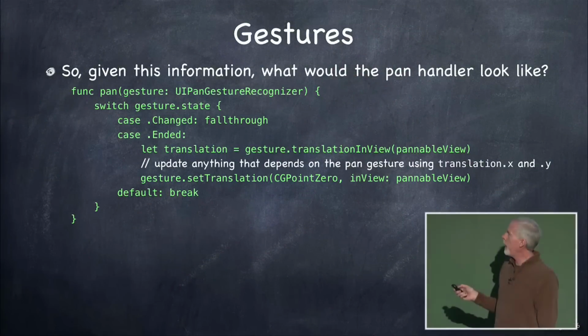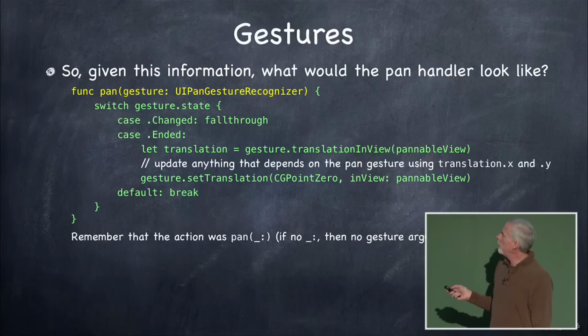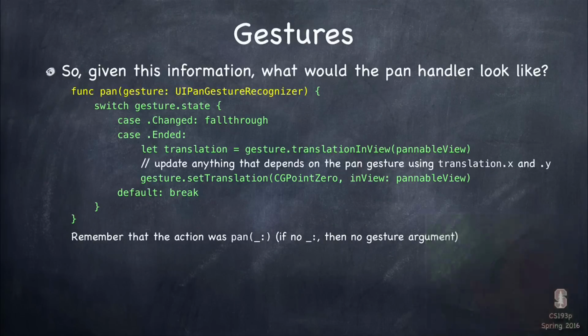how do I make a handler that handles a pan gesture? This is what the code would look like. This code is going to be in my controller because I said the controller is going to handle the pan. And first I'm going to look at the state. Here's that pan underbar colon. You see, this pan takes an argument. Instead of underbar there, I could have put gesture because that's what I called it here, but I don't care. But this one takes an argument. You could have pan with no arguments here and nothing there, and this would not pass the pan gesture along as an argument. But here I need the pan gesture because I need to know how far the pan has gone.